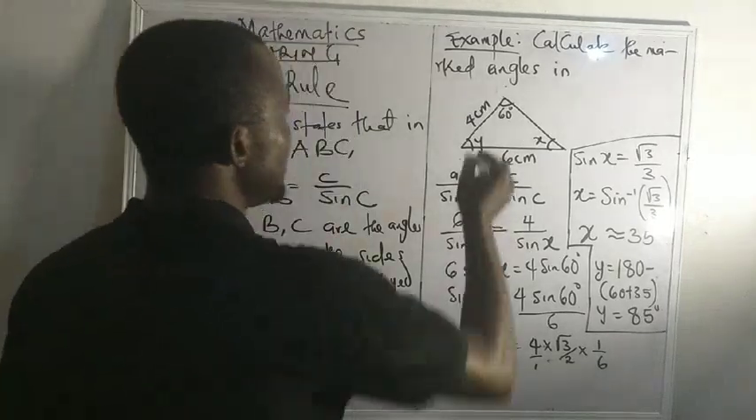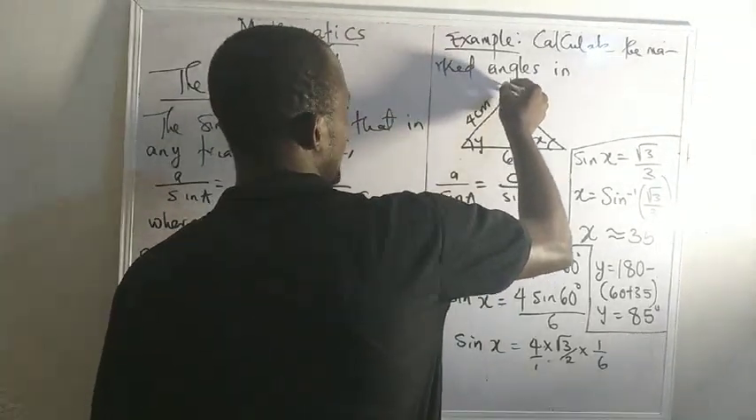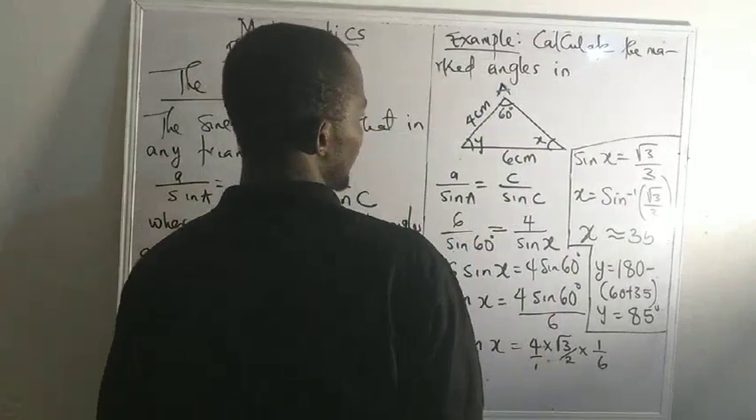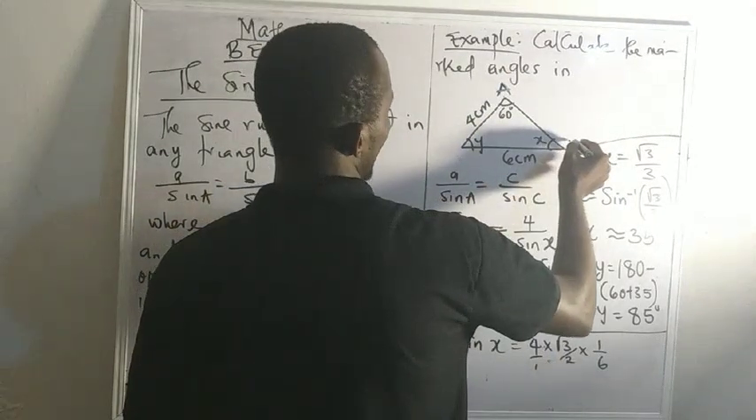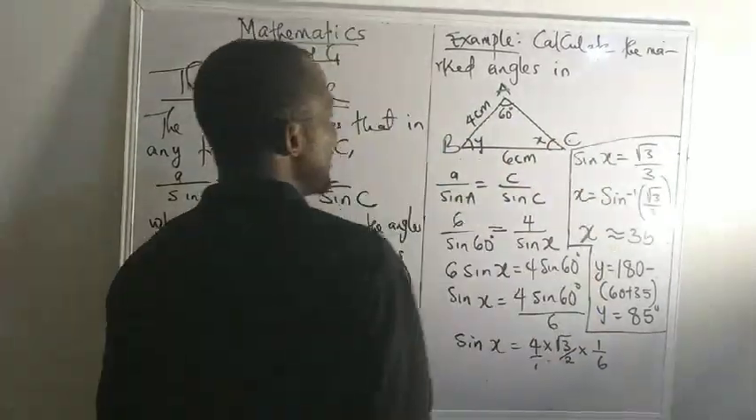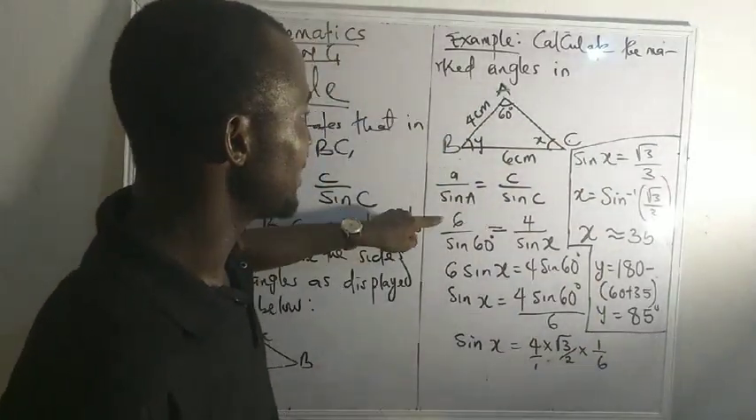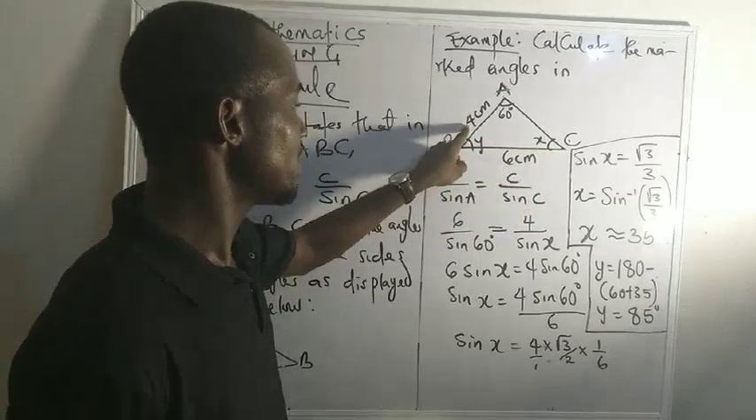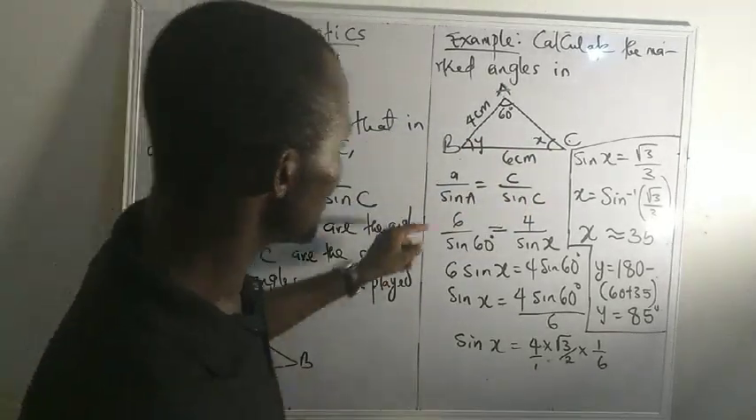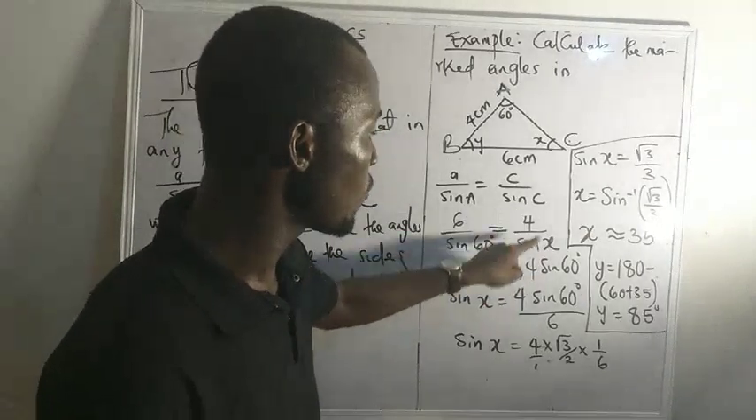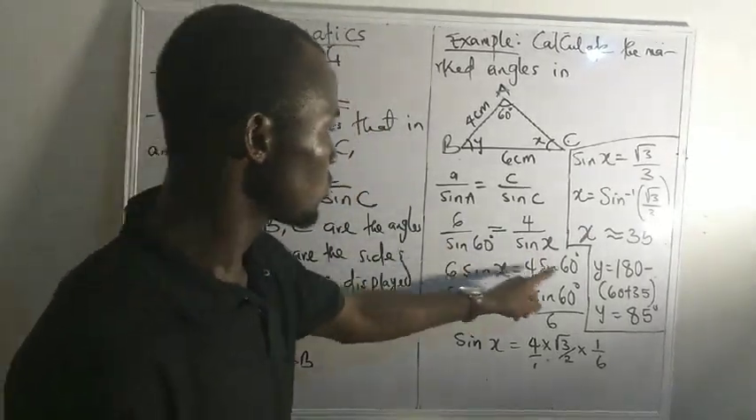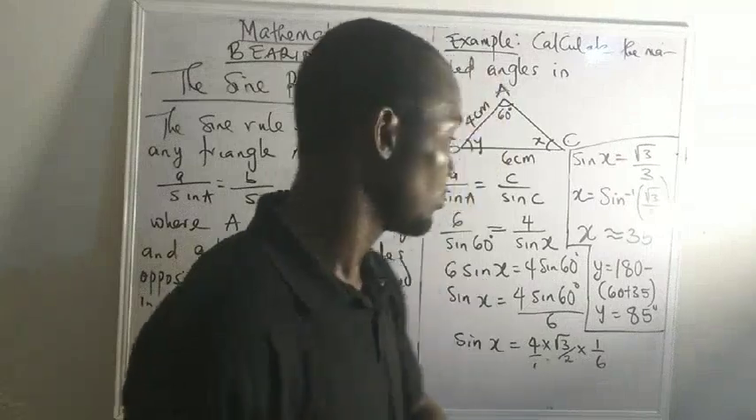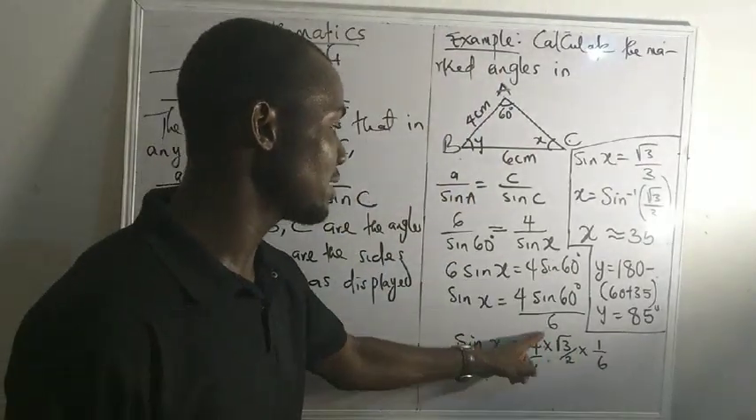And then let's say here is your A. Here is your B, and here is your C. So clearly we are looking at a over sine A equals to c over sine C. And then if you put in the values, 6 over sine 60 equals 4 over sine x. If you cross multiply, you will have 6 sine x equals 4 sine 60. If you want to use calculator, you can quickly use 4 sine 60, then divide your answer by 6.